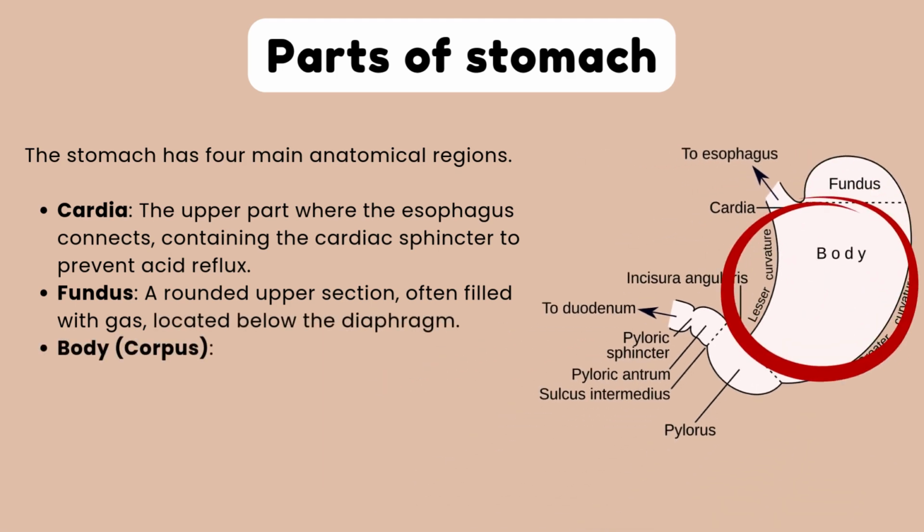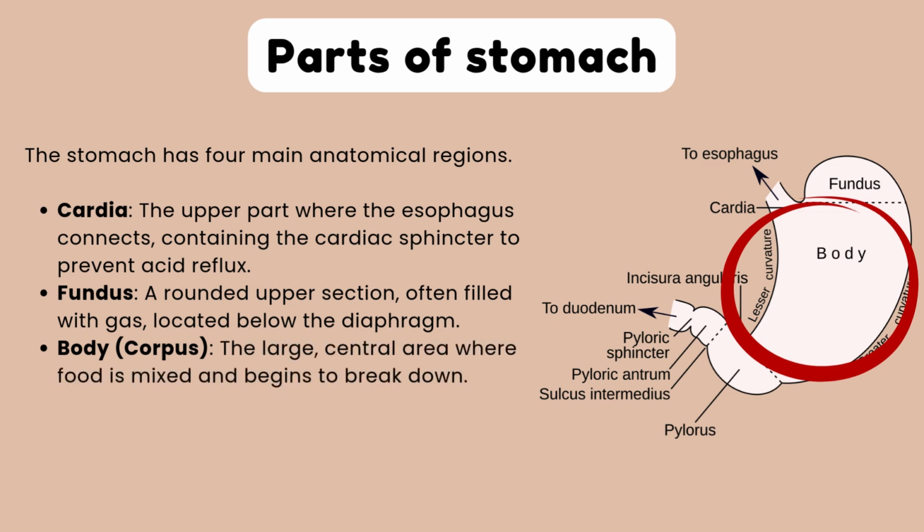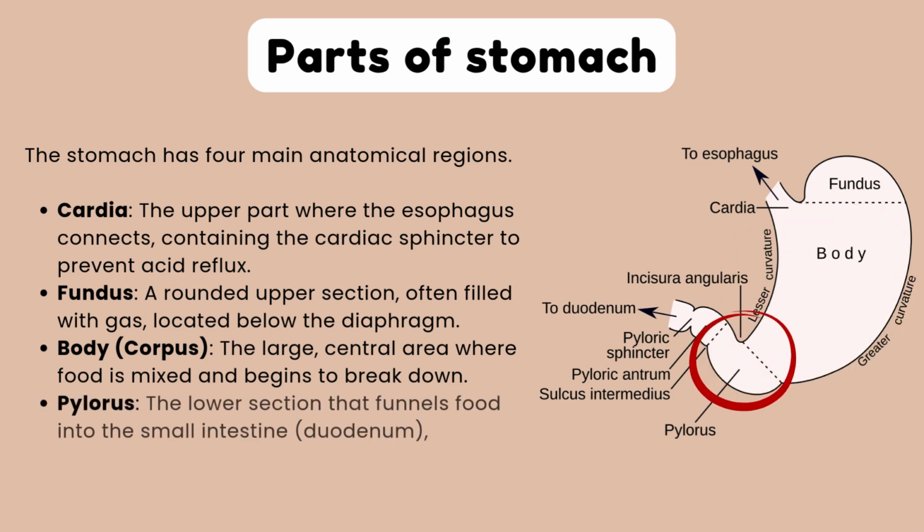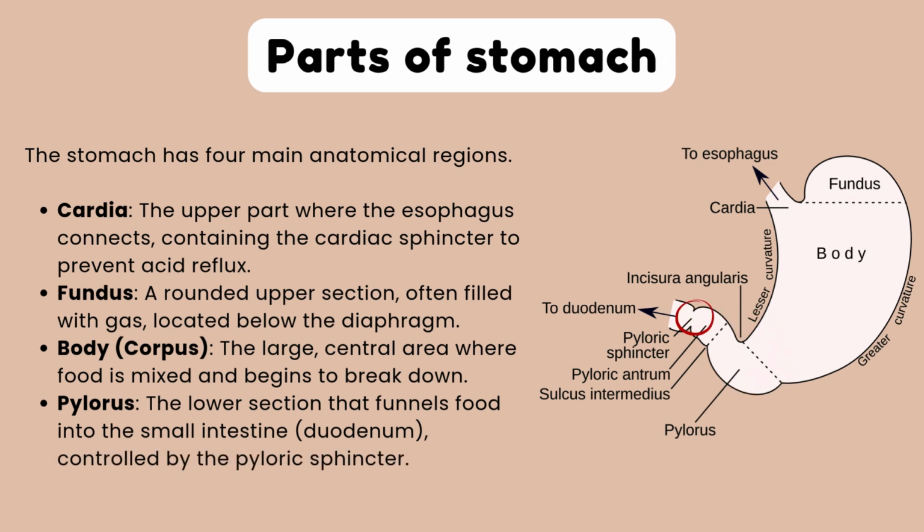Body, also known as corpus. It is the large, central area where food is mixed and begins to break down. Pylorus. It is the lower section that funnels food into the small intestine, duodenum. It is controlled by the pyloric sphincter.